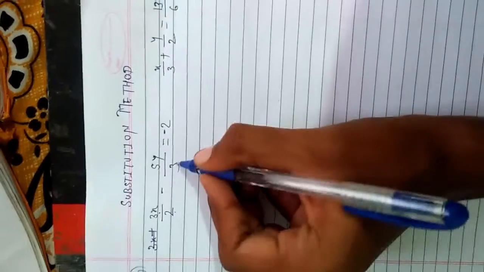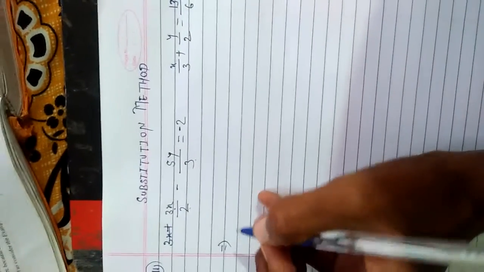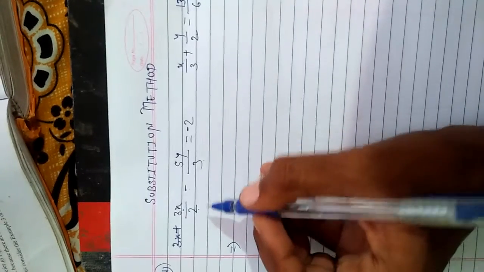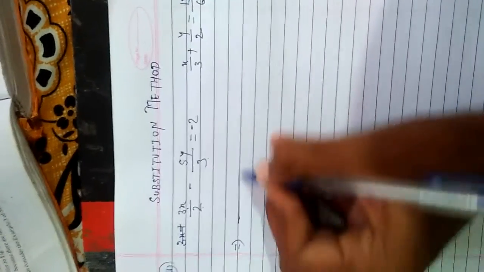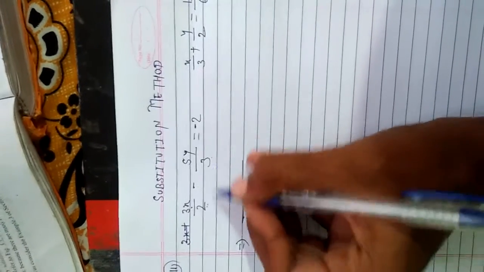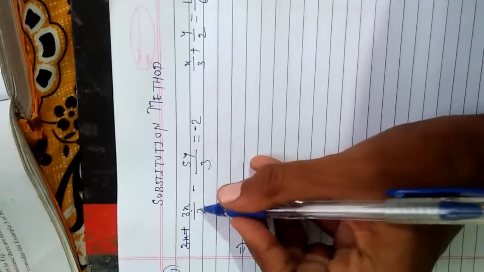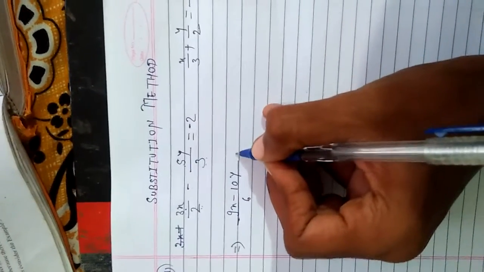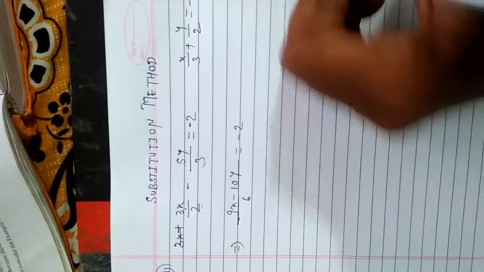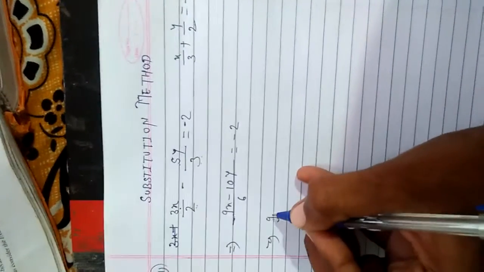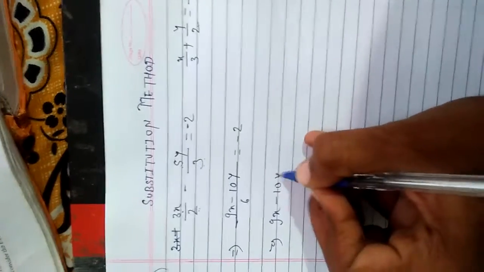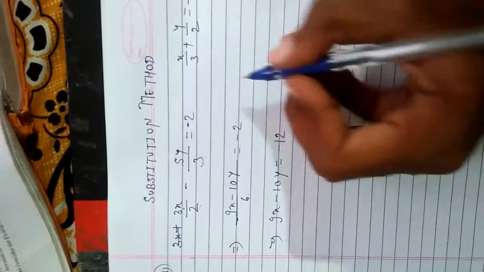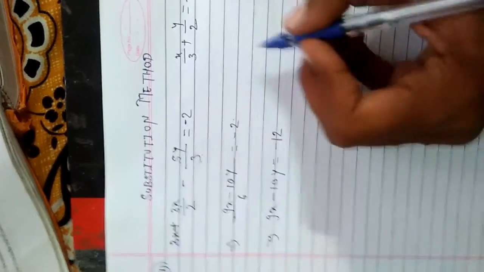So let's take the LCM. I know you know how to take an LCM, so I will not explain here how to take the LCM. Here 2 and 3, so that means the LCM is 6. So 3 3s are 9x minus 5 2s are 10y, equals minus 2. By cross multiplication, 9x minus 10y equals minus 2 times 6, minus 12. So this is the simplified form of this equation.